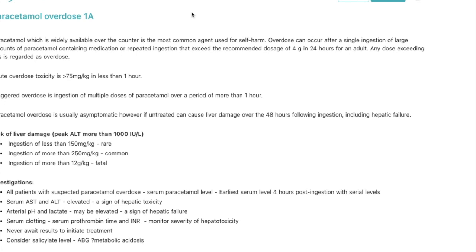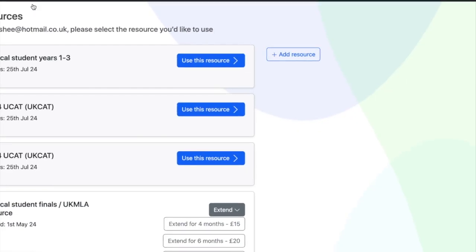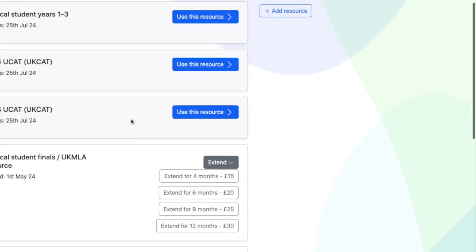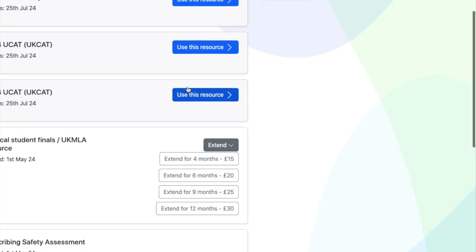Now moving on, the second top on the rank is Pastest Medicine. For Pastest Medicine, there are different sections, so I would suggest using the medical students finals one. In terms of the subscription, this one you also have to pay for: 4 months £15, 6 months £20. This was very, very useful.